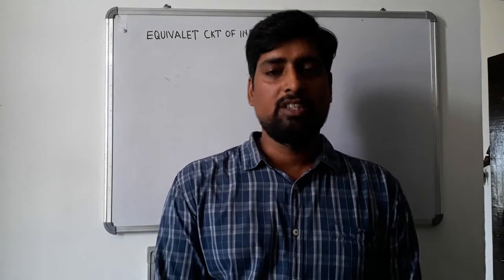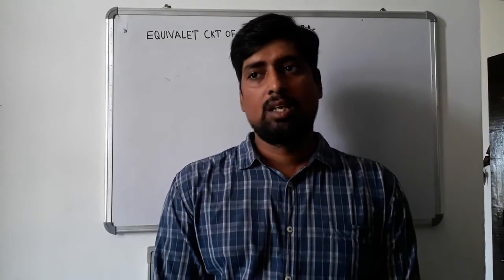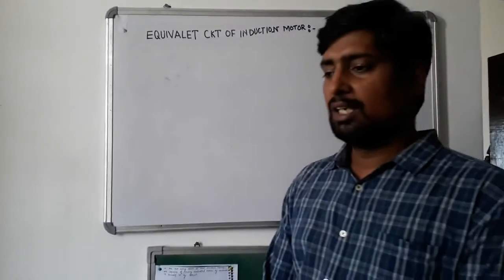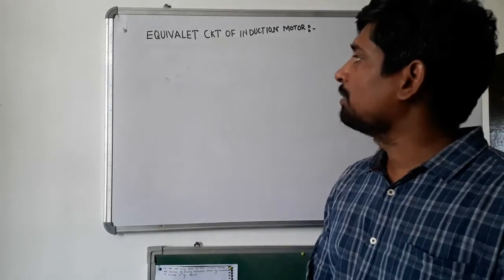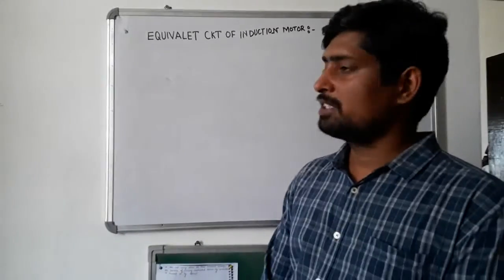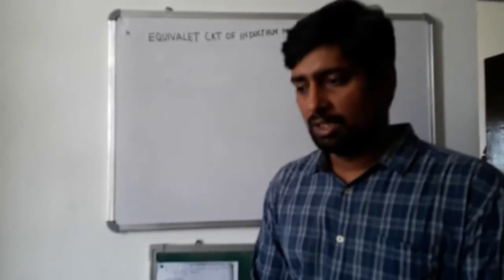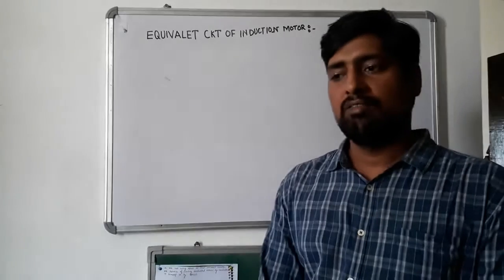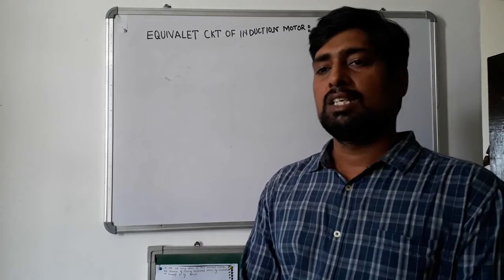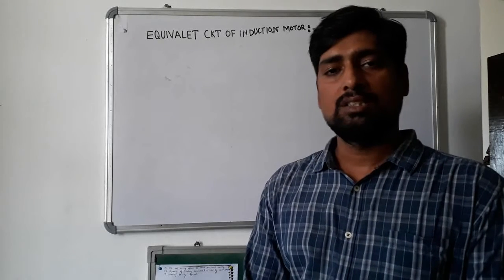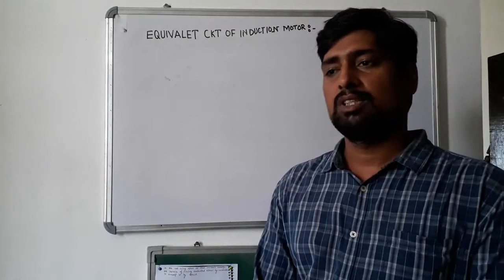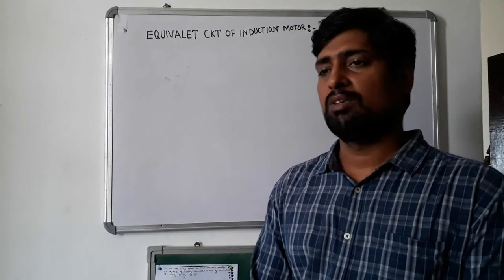Before the discussion of the equivalent circuit of the three-phase induction motor, let me remind you that in my previous lecture I discussed the basic construction of the three-phase induction machine, where there are two parts. First is the stator and second is the rotor. The stator has a three-phase winding which has its own resistance as well as inductance. Similarly, I discussed the rotor. Rotors are of two types: squirrel cage rotor and wound type rotor.